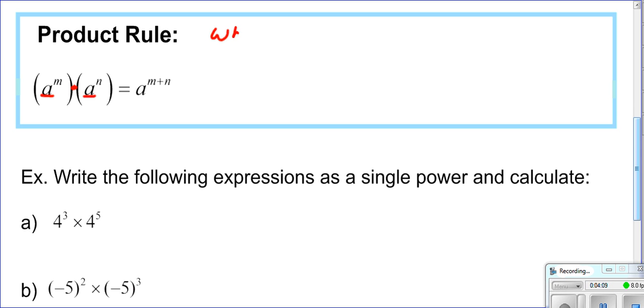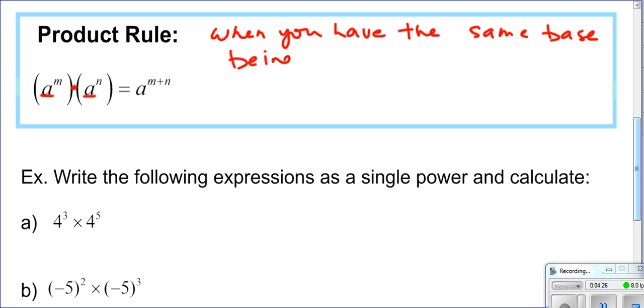So when you have the same base being multiplied, the exponents are added.